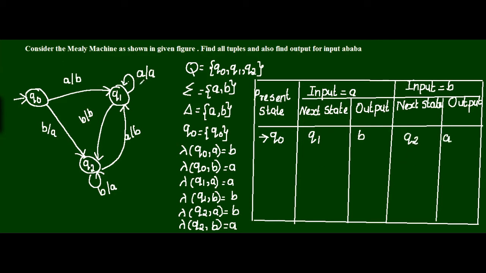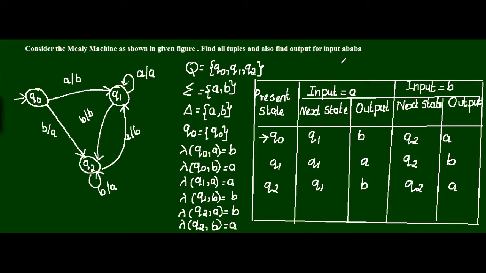Q1, if the input is A, the next state is Q1 and the output is also A. Q1, if the input is B, the next state is Q2 and the output is B. Q2, if the input is A, the next state is Q1 and the output for this is B. Q2, if the input is B, the next state is Q2 and the output for this is A.